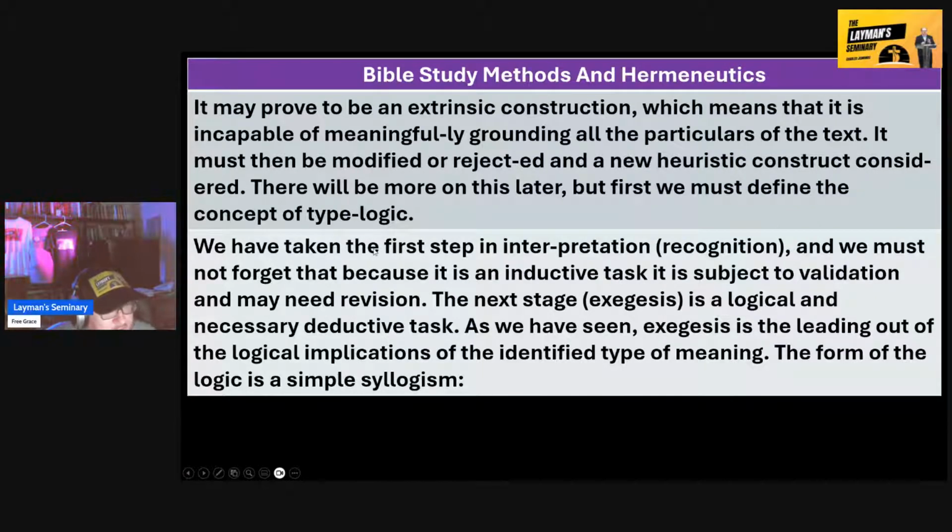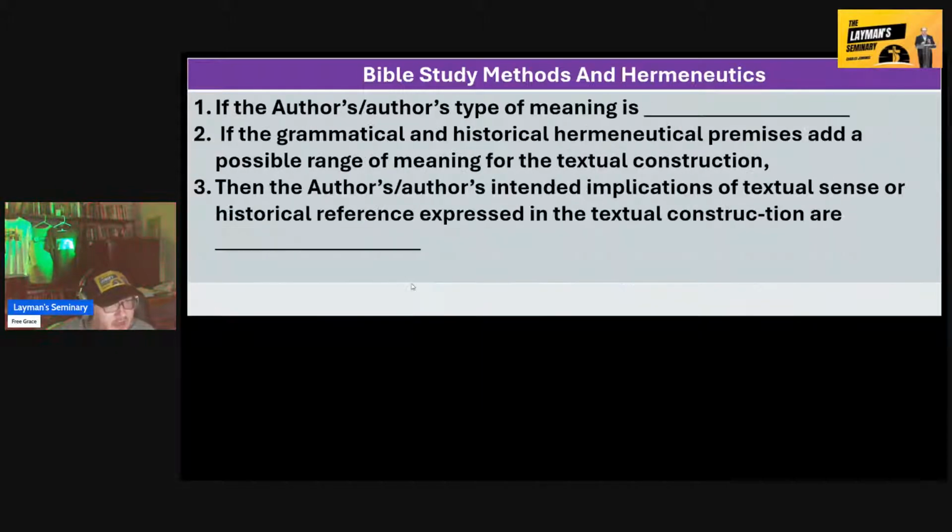We have taken the first step in interpretation, recognition, and we must not forget that because it's an inductive task, it's subject to validation and may need revision. The next stage, exegesis, is a logical and necessary deductive task. As we have seen, exegesis is the leading out of the logical implications of the identified type of meaning. The form of the logic is a simple syllogism.